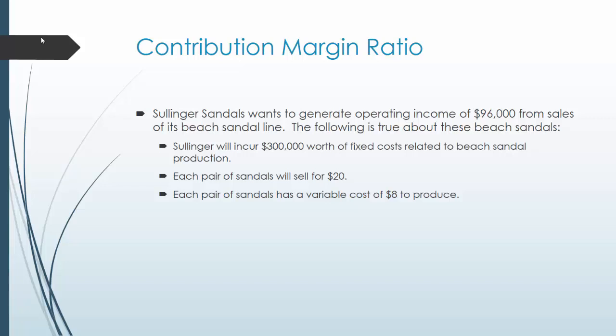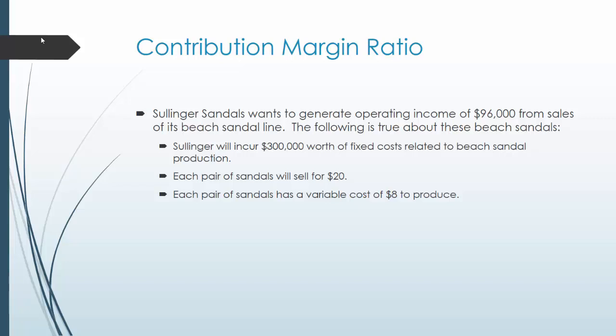First thing we have is this situation, that Sullinger Sandals wants to generate operating income of $96,000 from sales on its beach sandal line. Sullinger also knows that they expect to incur $300,000 worth of fixed costs related to sandal production, so things like their rent and their insurance. They expect to sell each pair of sandals for $20 a piece, and then each pair of these sandals is going to have a variable cost of $8. That's the cost of production.